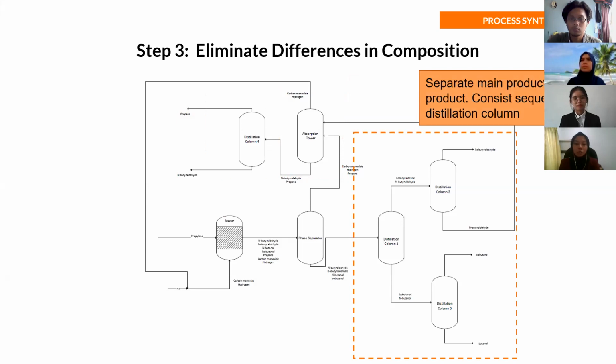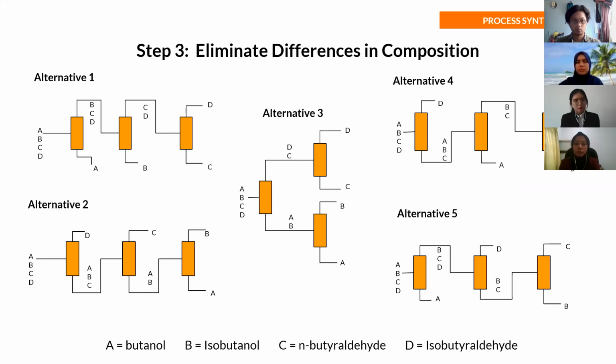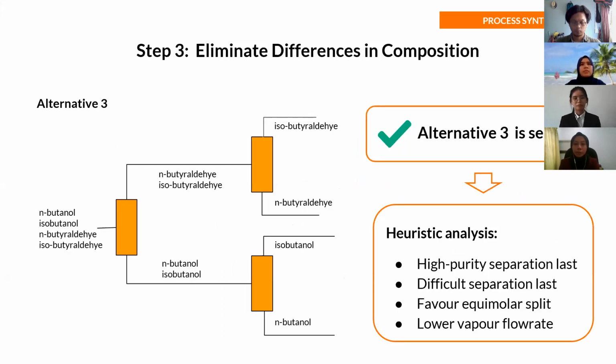Next, we have a sequence of distillation columns after the phase separator to separate the main product and byproducts. The configuration of 3 distillation columns has been analyzed. The method of analyzing the best sequence of distillation columns will be shown on the next slide. For 3 distillation columns, there are 5 possible sequences. Here are all the possible sequences. Based on analysis following the heuristics, which are high priority separation last, difficult separation last, and favor equivalent split, alternative 3 follows all the heuristics. Also, alternative 3 gives a lower vapor flow rate based on vapor flow rate analysis.